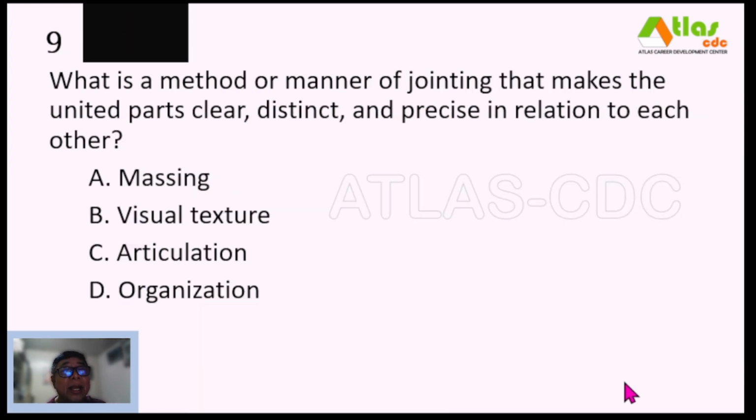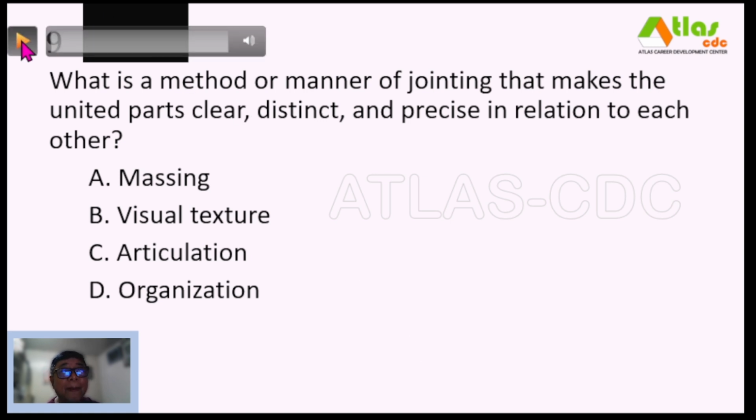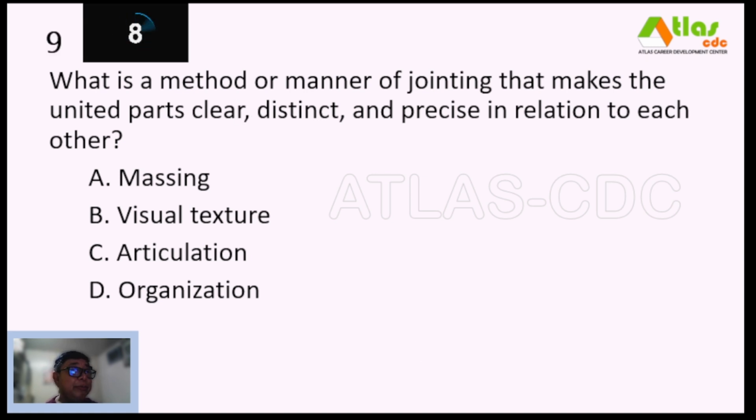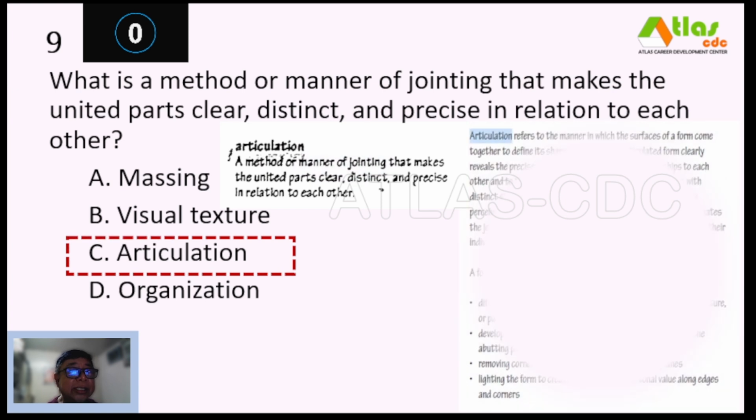Number 9. What is a method or manner of jointing that makes the united parts clear, distinct, and precise in relation to each other? A. Massing, B. Visual texture, C. Articulation, and D. Organization. And our correct answer is letter C. Articulation.